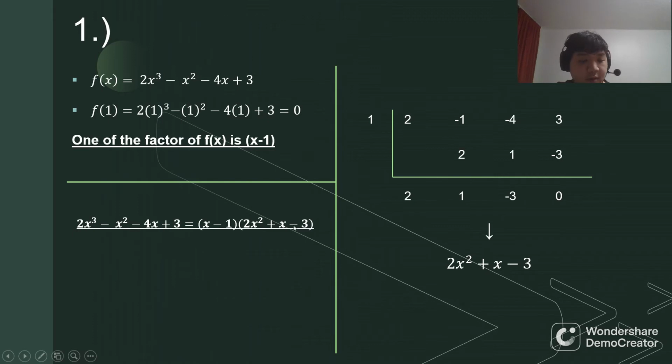If you want to cross-check, you can simply expand the factors and see if it actually is equal to f(x) on the left side.